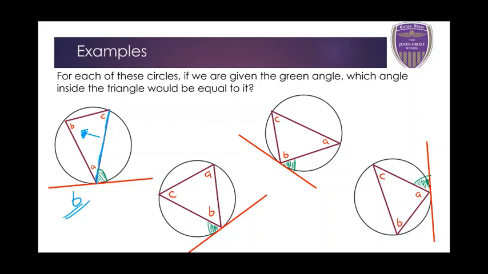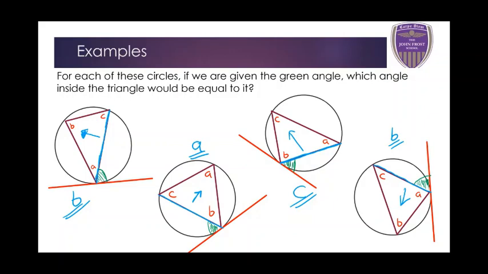Okay, so for the second one here, we've got our green angle between the tangent and the chord, which is this blue line here, and the angle opposite the chord is A. So the second one, angle A is the same as the green one. For the third shape, we've got our green angle between a tangent and the blue chord here, if we just color that in. And the angle opposite the blue chord is C. And then for the last one, we've got our green angle. It's between the tangent and this chord, just color in the chord now. And the angle opposite that is angle B, okay?